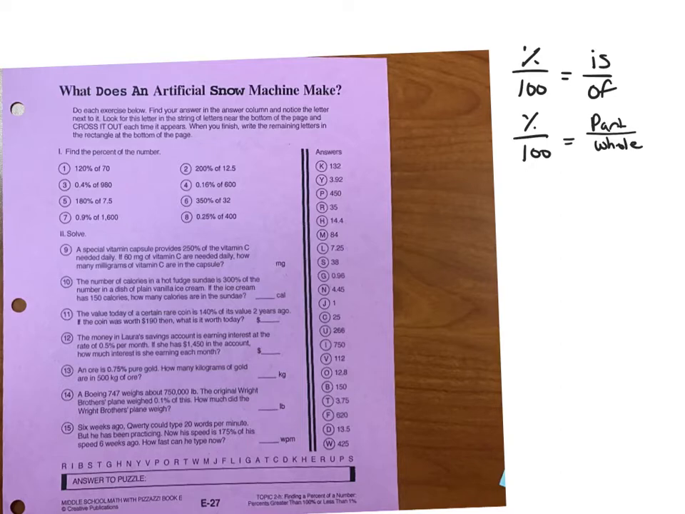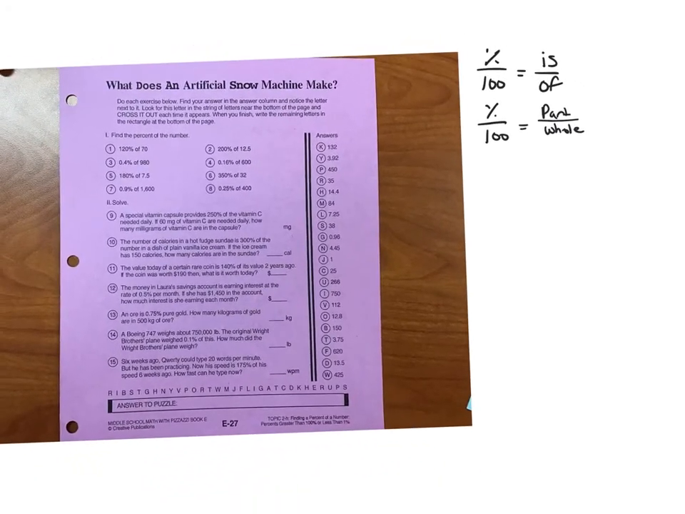Whole, the cost of a meal, part, the tip that we leave for the meal. Whole, the miles of a race, the part, how much did I complete? Is of. This means 200% of 12.5 is blank. Okay, so that's how you kind of use those. And it's just plug and play, basically. So you just write the question and fill in the answer.